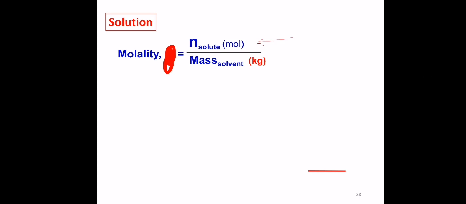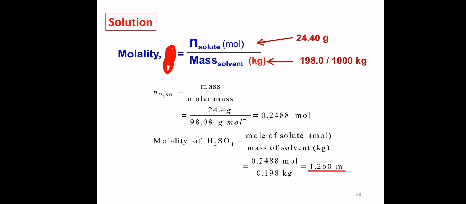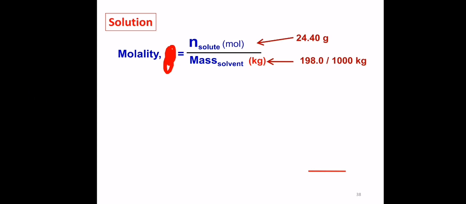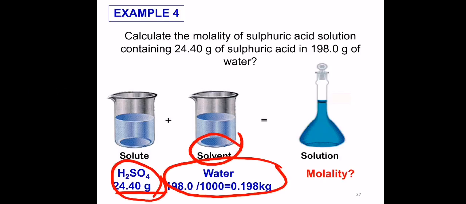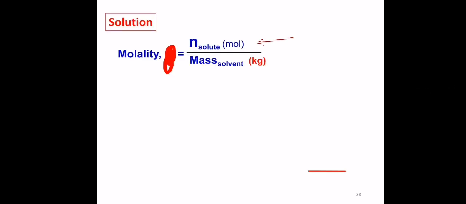Okay, and then given the mass of solute 24.40, and the mass for solvent, we already found it, right? 0.198 kilogram. Yeah, correct. 0.198 kilogram.